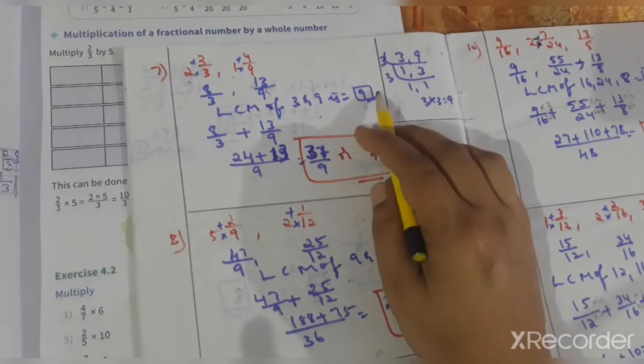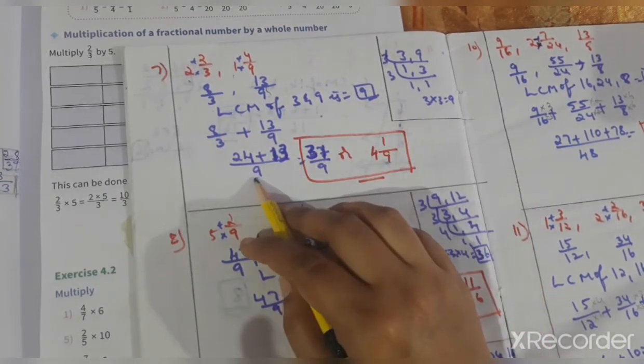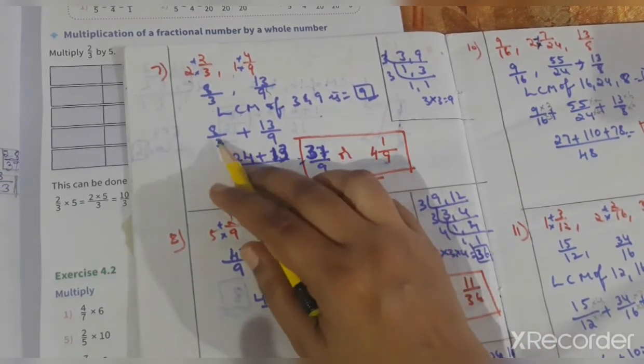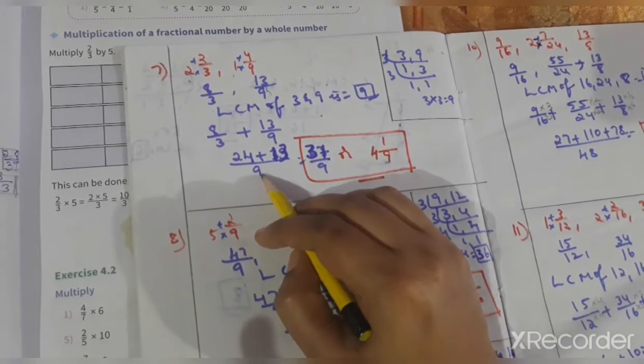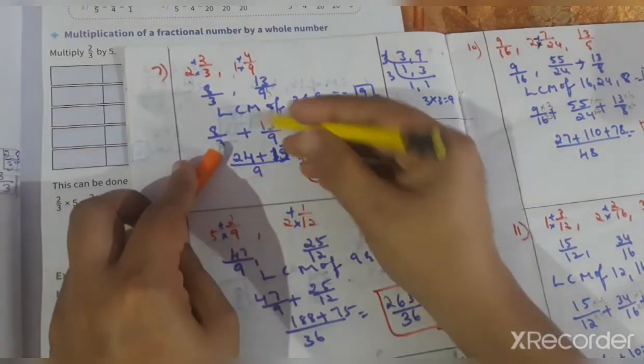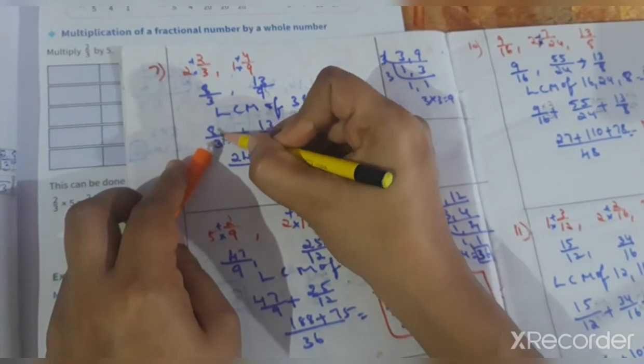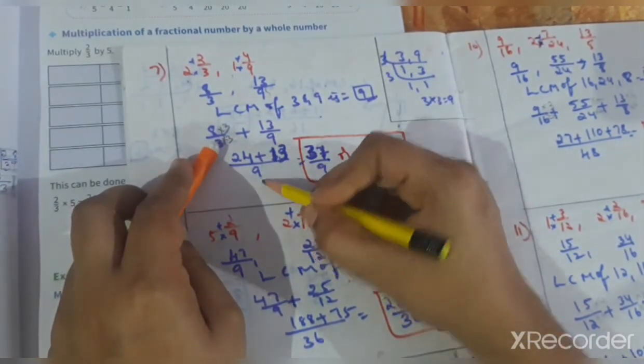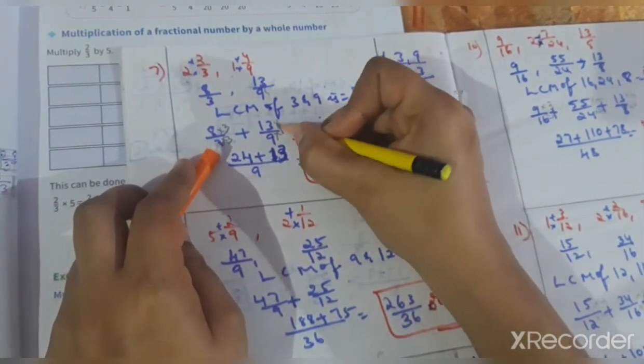Then write the LCM value 9. Now 3, how much are 9? Equalize the denominator of that fraction value. 3 3s are 9. Same 3 we have to multiply up. 9 how much are 9? 9 1s are 9. Same 1 we have to multiply up.